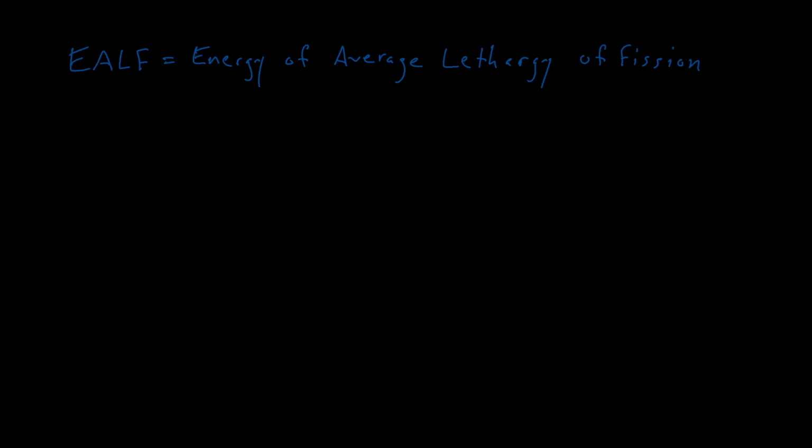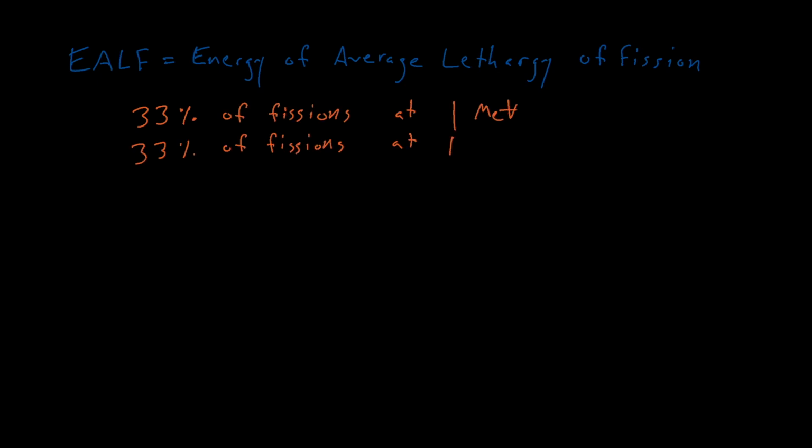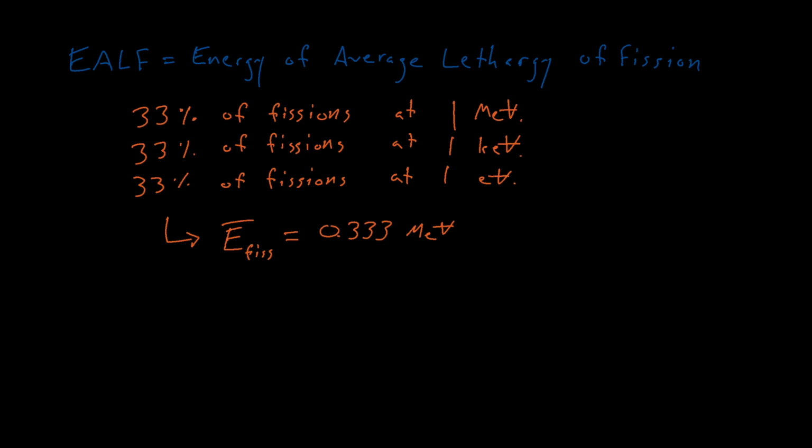However, determining the average energy of neutrons causing fission is not always informative because it's strongly biased towards high energy neutrons. For example, consider a system where exactly 1/3 of the fissions are caused by 1 MeV neutrons, 1/3 of our fissions are caused by 1 keV neutrons, and the last third is caused by thermal neutrons. The average energy of neutrons causing fission in the system is just 0.333 MeV, regardless of whether 1/3 or 2/3 of the fissions are being caused by thermal neutrons.